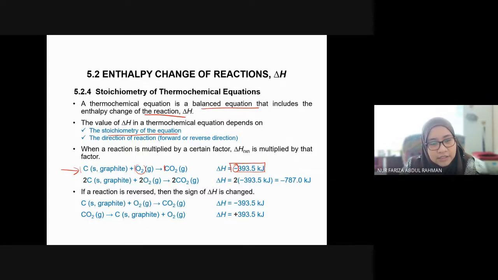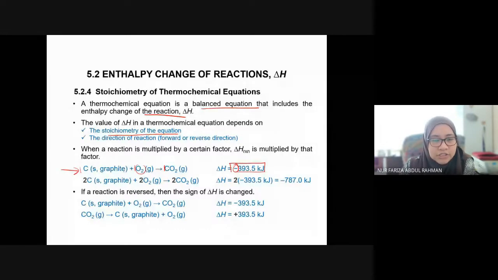Okay, initially all of the coefficients are 1. So now we change to 2. We multiply with 2, a factor of 2 for all the coefficients. But please do not forget to multiply the enthalpy as well. Faham tak?